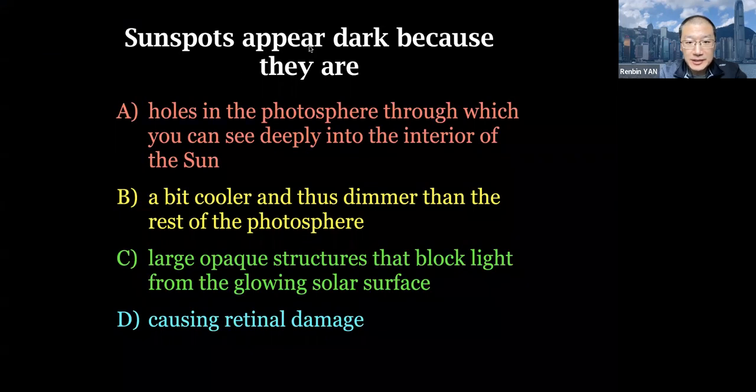Sunspots appear dark because they are holes in the photosphere through which you can see deeply into the interior of the sun, or is it a bit cooler and thus dimmer than the rest of the photosphere, or opaque structure, or is it causing eye damage?